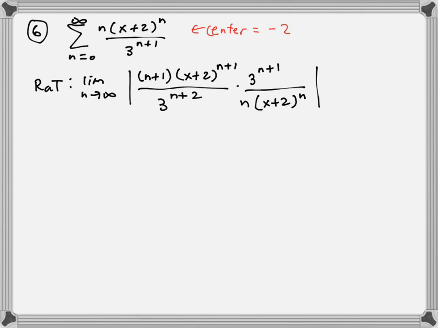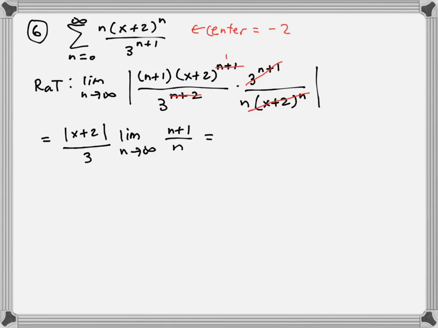So what does this become? Let's look at the x's. We have (x plus 2) to the n plus 1, (x plus 2) to the n on the bottom, and so we're left with a first power up there. So this is equal to, we know we have an x plus 2 up here, right? What about the 3's? We have 3 to the n plus 1 up top and 3 to the n plus 2 on the bottom. That leaves us with a 3 on the bottom, and that is not in the absolute value anymore because it's already positive. So we have this. And the only thing we have left in the limit is n plus 1 over n.